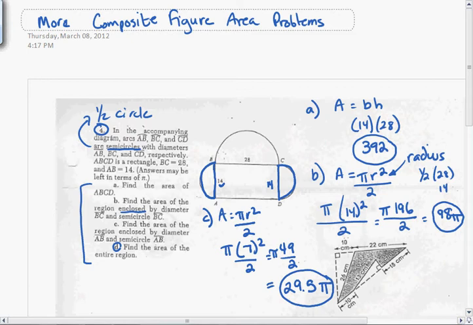And then find the area of the entire region. So the entire region would be the rectangle plus that big semicircle plus the two little semicircles, but they're actually going to be one whole circle. The area of the rectangle is 392. The area of the larger semicircle is 98 pi. And the area of the two semicircles put together, the two little ones, is actually this piece right here, before we divide it in half, 49 pi.